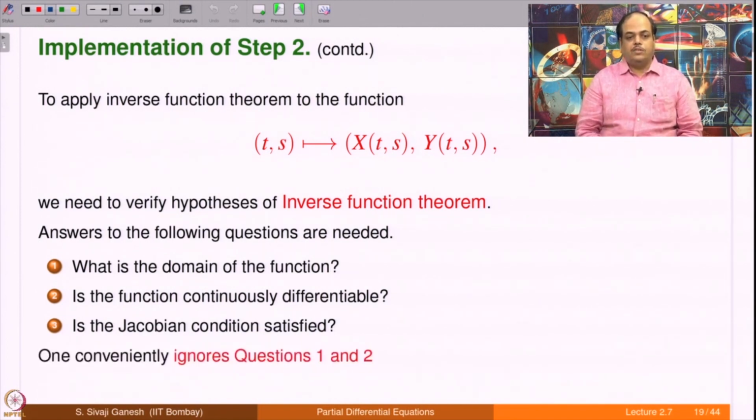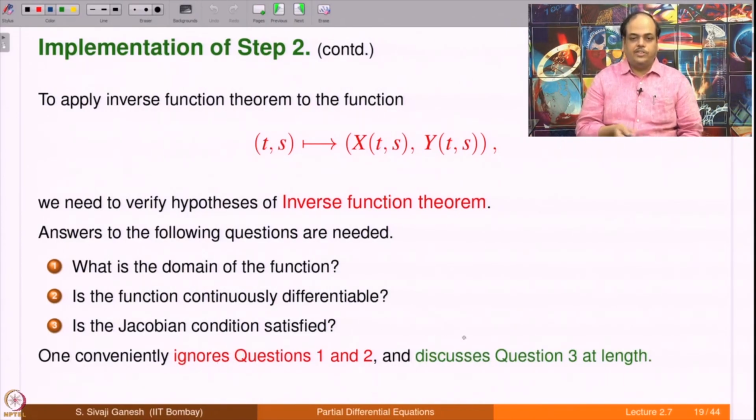Usually one ignores questions 1 and 2 and just concentrates on the third one at length. In fact, whether the Jacobian condition is satisfied is never checked, that is put as part of the assumption and then one proves the theorem, but still 1 and 2 are important. So, you ask this question why, you will understand later on. The answer I will not give, you think about this question.